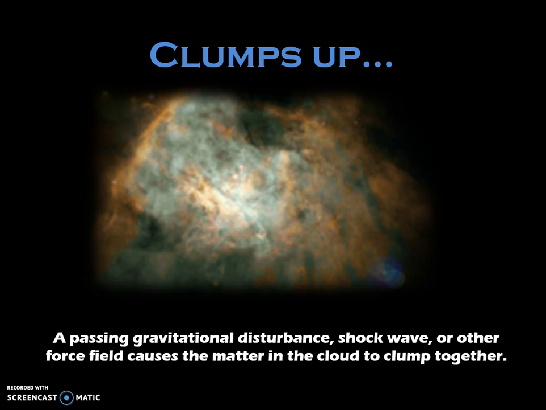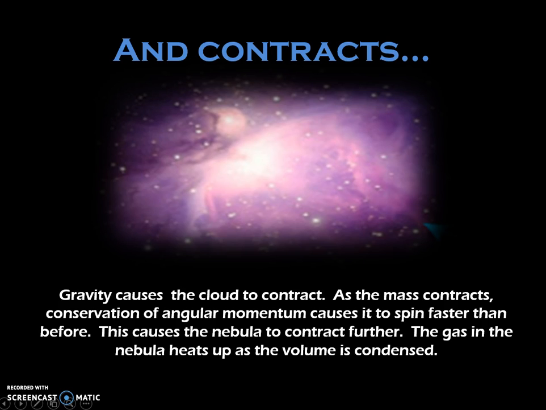Gravity is probably our number one culprit: a passing gravitational disturbance, some nearby mass passing by, or a shock wave from a supernova hundreds of light years away. Some force field causes some of the matter in the cloud to clump together. Bigger clumps have more mass. More mass means more gravitational force, means a stronger pull to the other clumps of mass. The clumps of mass will move toward each other, and the cloud will contract.